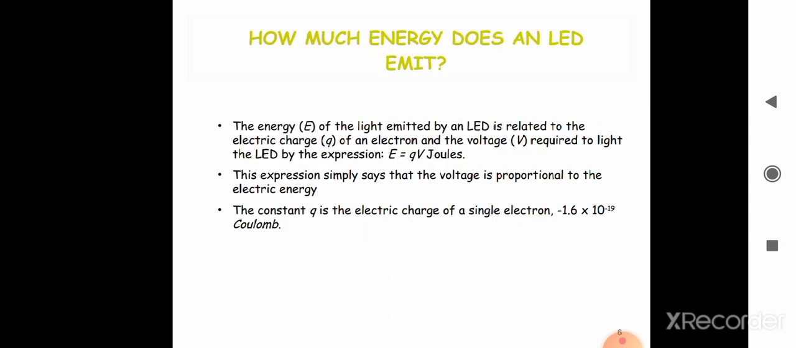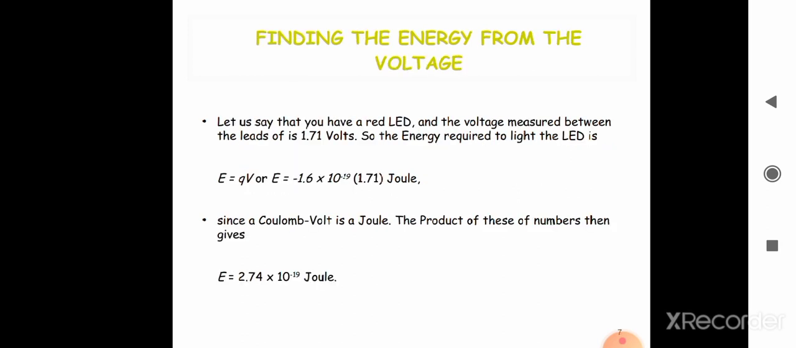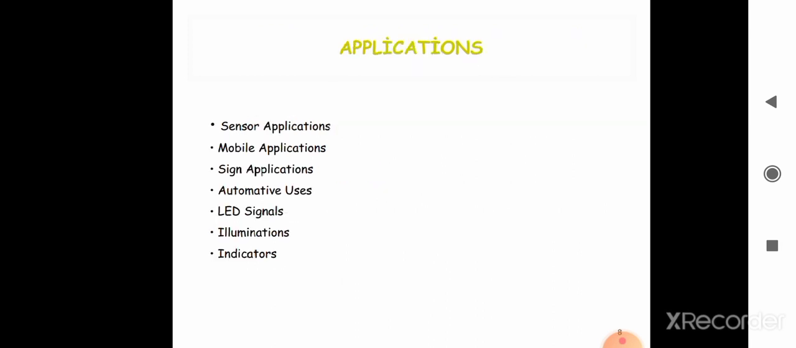Then the energy of light emitted by LED is given by E equals QV joules, where V is the voltage required to produce the light, and Q is the electric charge of a single electron. The value of electron charge is given to you. This is the equation for how the emitted light produces energy. So this is the construction and working of LED.